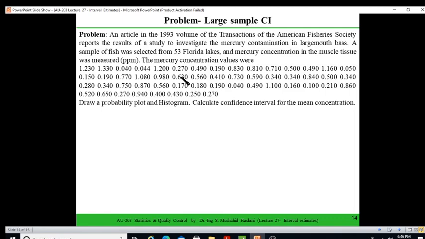And if you look at this problem, you have 53 concentrations for mercury in a fish sample of 53 fish, where the mercury concentration is noted. So these 53 data points are given. Here you see the sample size is greater than 30, and population standard deviation is unknown. So the first thing is we need to look into whether this distribution is normal or not normal. So we need to draw the probability plot and the histogram, and then we need to calculate the confidence interval for this mean concentration.